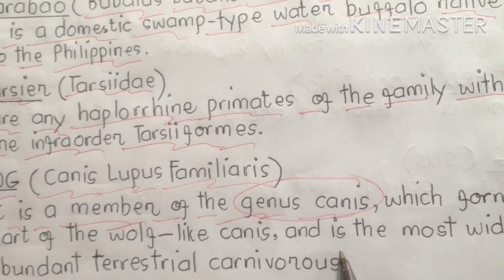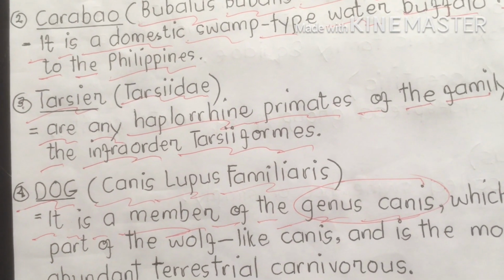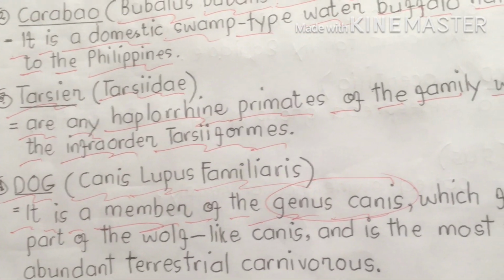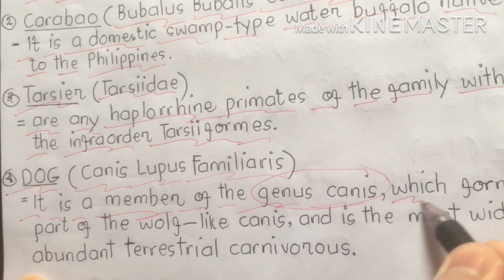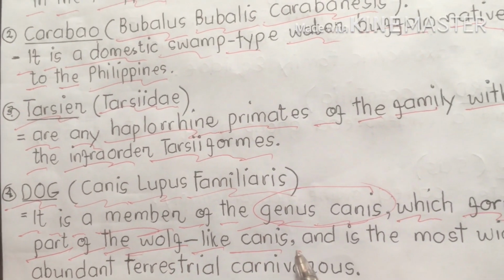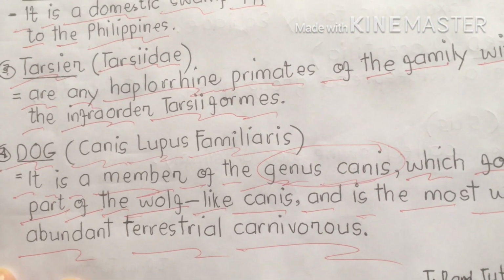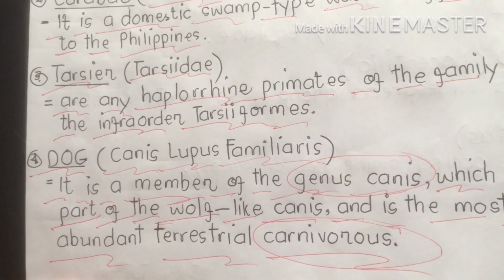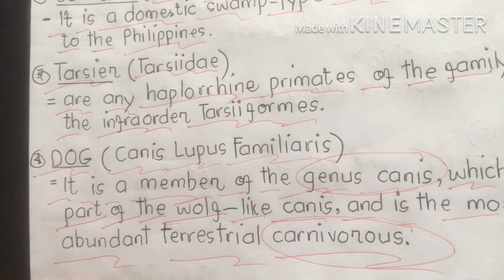When we say genus Canis, that's why dog is what we call a trainable animal. This is a type of animal wherein we can train them well. That's why it serves as our guard, it serves as our friend, and it can do a lot of tasks also. We train them, which forms part of the wolf-like Canis, and it's the most widely abundant terrestrial carnivorous animal. When you say carnivorous, that means to say it's only animals, meat eaters in short. It's clear, my dear students?